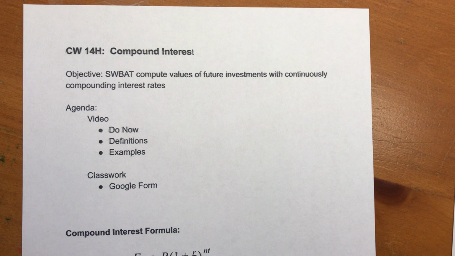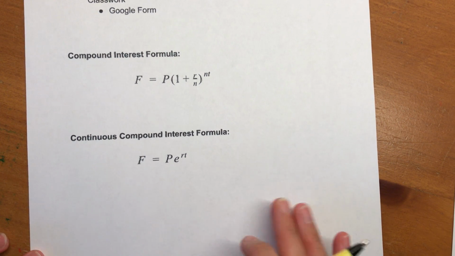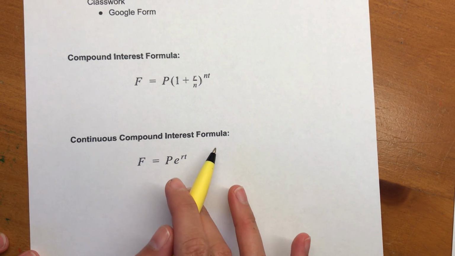Our objective is to compute values of future investments with continuously compounding interest rates. Okay, so let's talk about what that means. First, we're going to talk about the compound interest formula, and then we'll talk about the continuously compound interest formula.